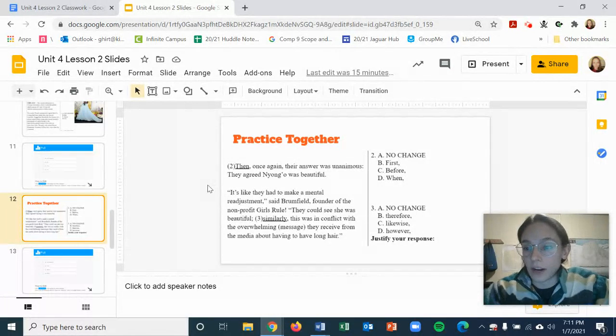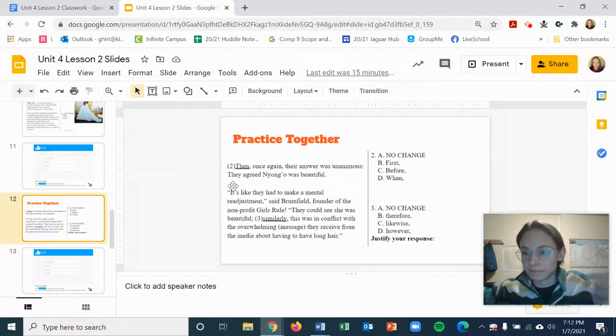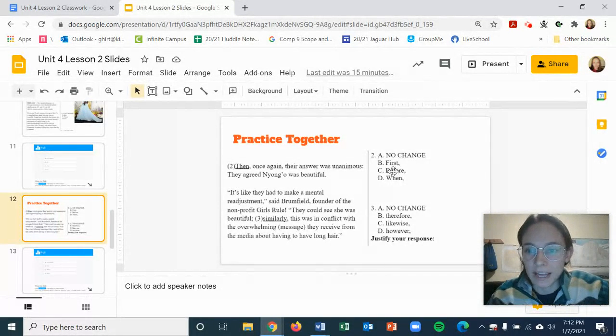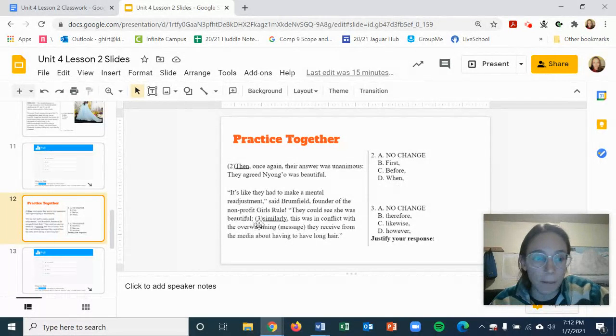Then, once again, their answer was unanimous. They agreed Nyong'o was beautiful. All right, so put in your answer. And if you said A, no change, you were correct. This is a time relationship, right? First one thing happened, then another thing happened. It didn't happen first, right? This was after she gave them the photograph. It wasn't before. When, we can't use that with a comma after it. It just doesn't work.